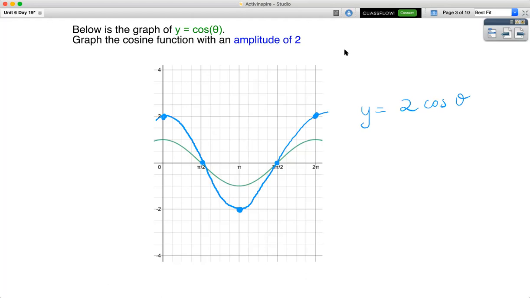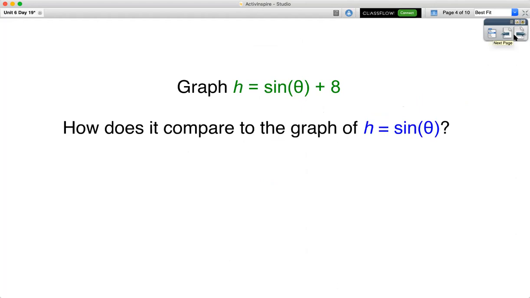Again, the only thing that's changing here is the amplitude, and the amplitude is always going to be represented by that number directly in front of my cosine function. It's the coefficient. So that's amplitude. Now we're going to move on to midline. In order to do this, I'm going to ask you to go to Desmos and graph these two functions: h equals sine theta plus 8, and h equals sine theta.